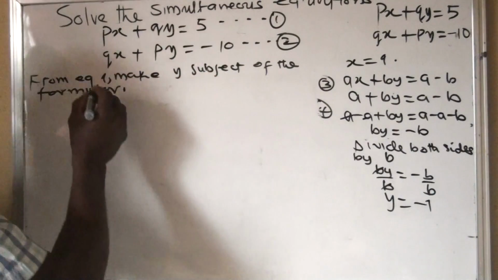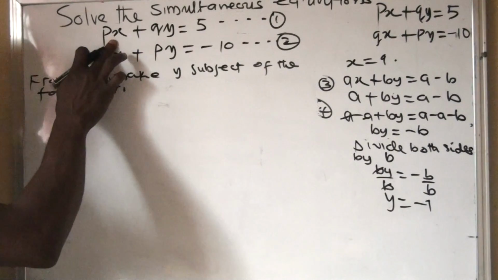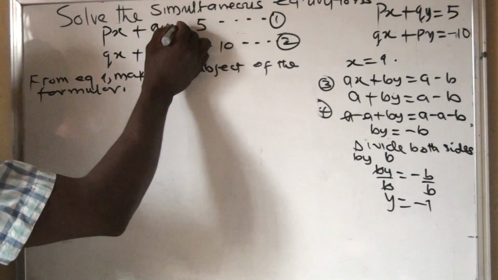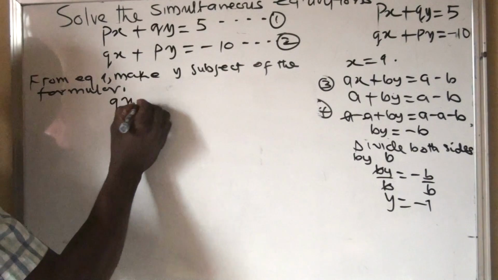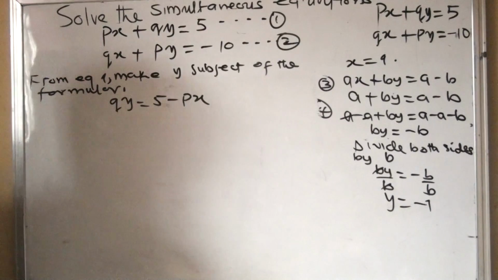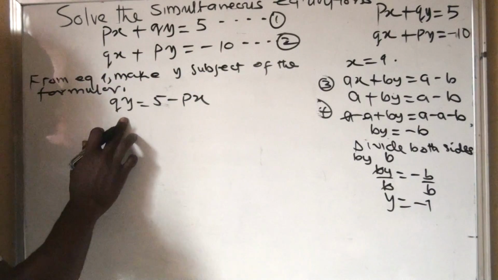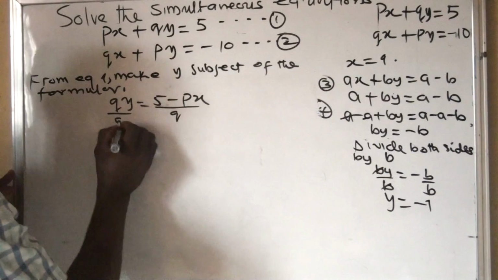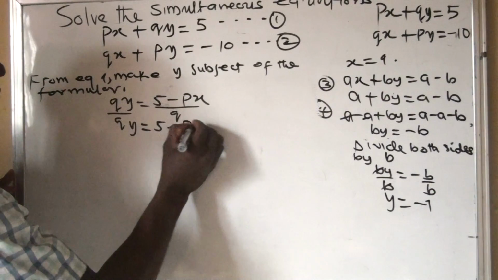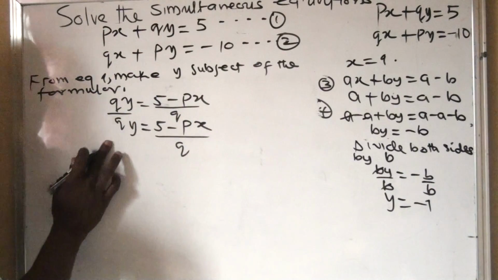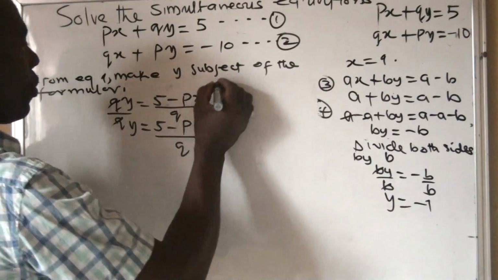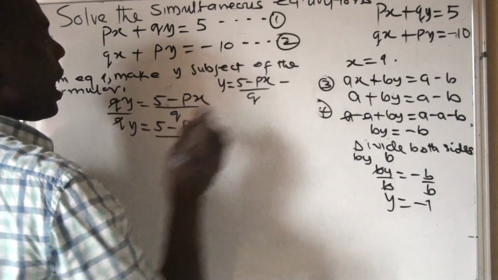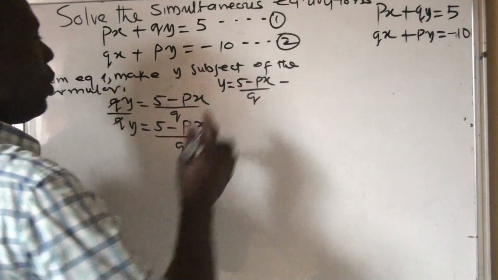Okay, so if I'm going to do that, our equation one is this. So we move this px to this side, and this is plus, because it's going to cross the equality sign, it will change to minus. So we have here qy is equal to 5 minus px. Now we are only making y the subject of the relation, so y will be on its own on the left hand side, and that is to say we are dividing both sides by q. So our y becomes 5 minus px all over q, and like I told you, once we are done with this, this y is equal to 5 minus px over q becomes our new equation, which is now equation 3.